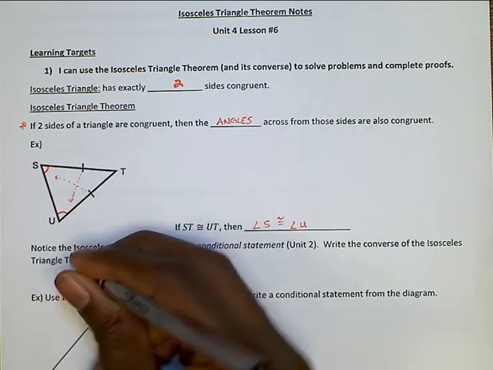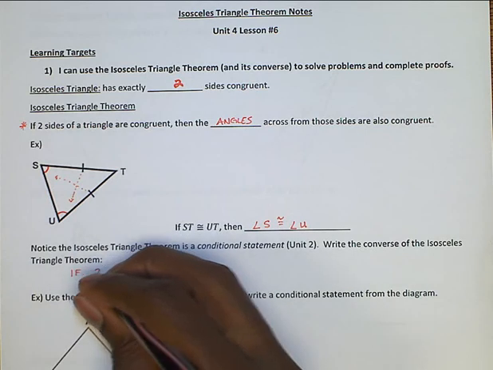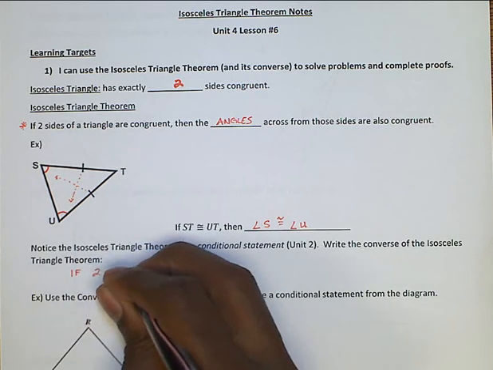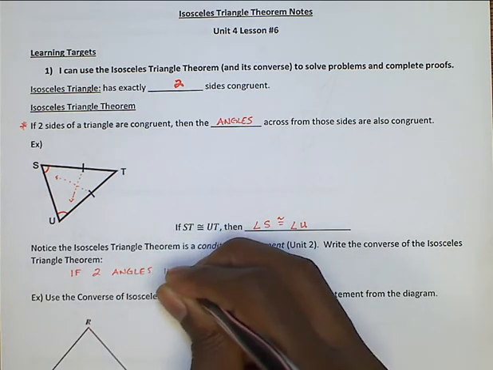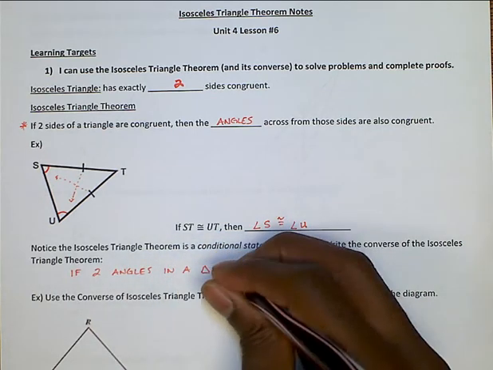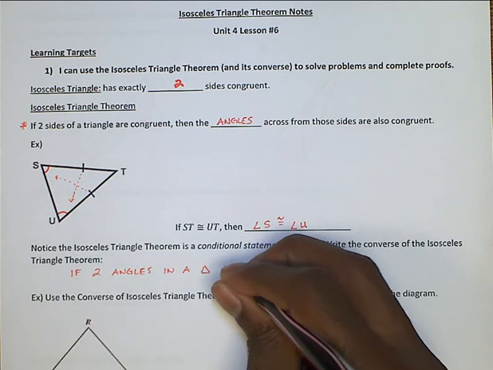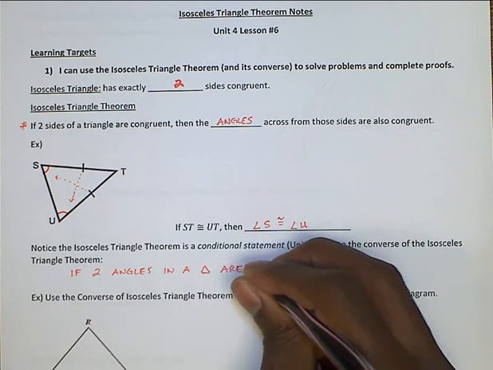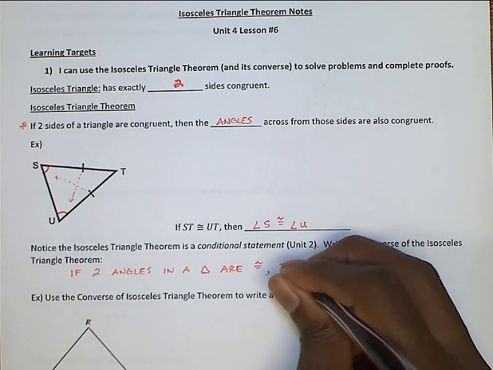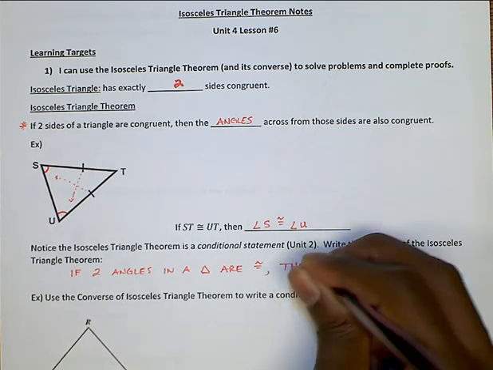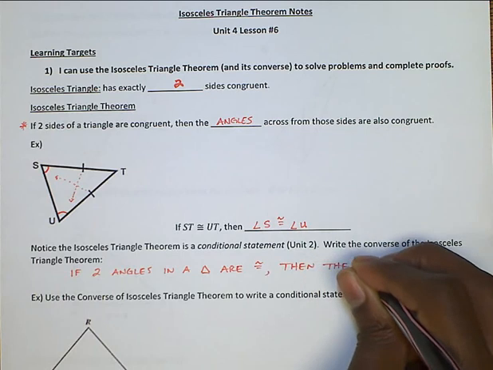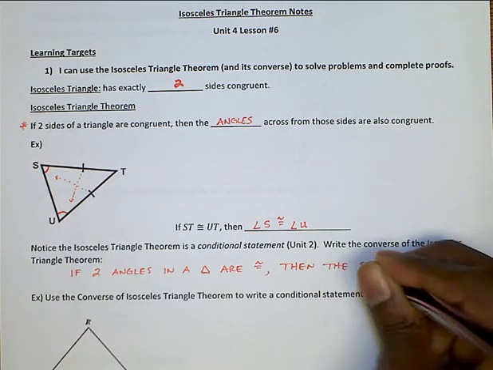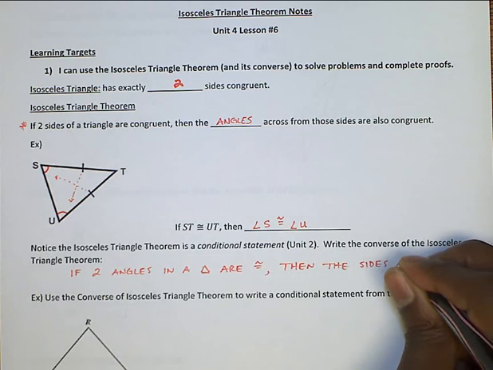We can say, if two angles in a triangle are congruent, then the sides across from those angles are congruent as well.